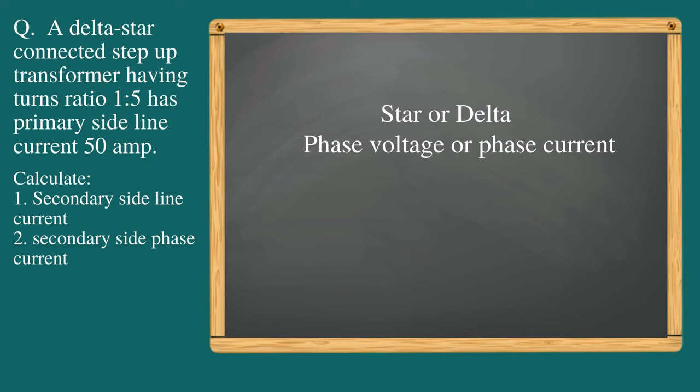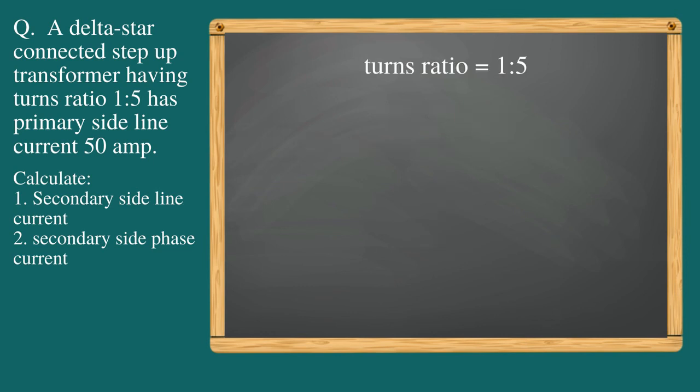Now one important thing, whether it is star connection or delta connection, phase voltage or phase current will be same. Phase voltage for star connection will be equal to phase voltage for delta connection. Similarly, phase current for star connection will be equal to phase current for delta connection. The values of voltages and currents don't change. So we will refer phase quantities for the turns ratio for the primary to secondary transformation.